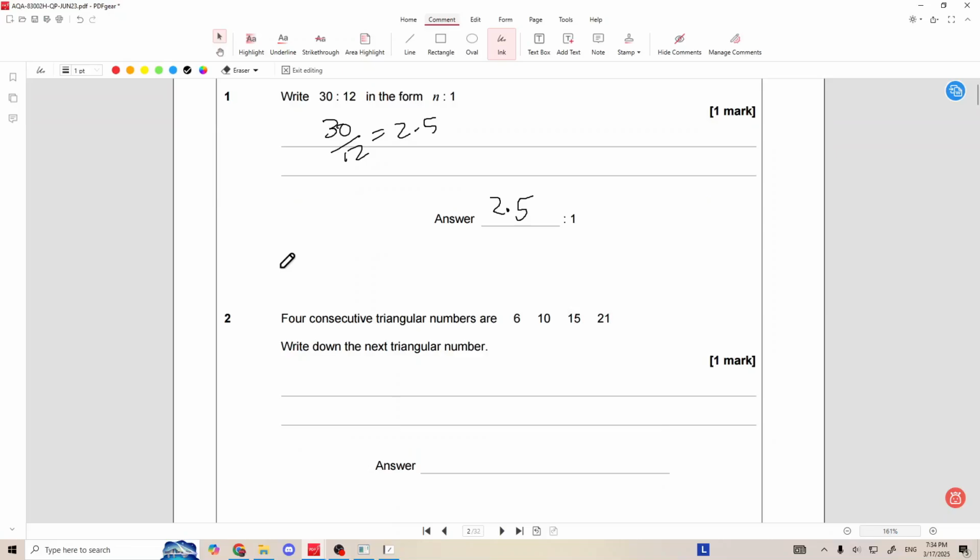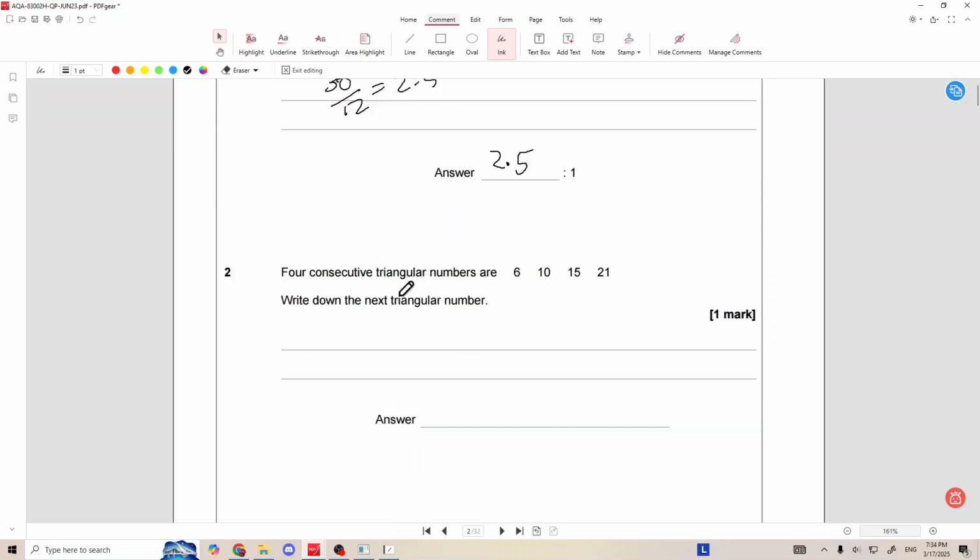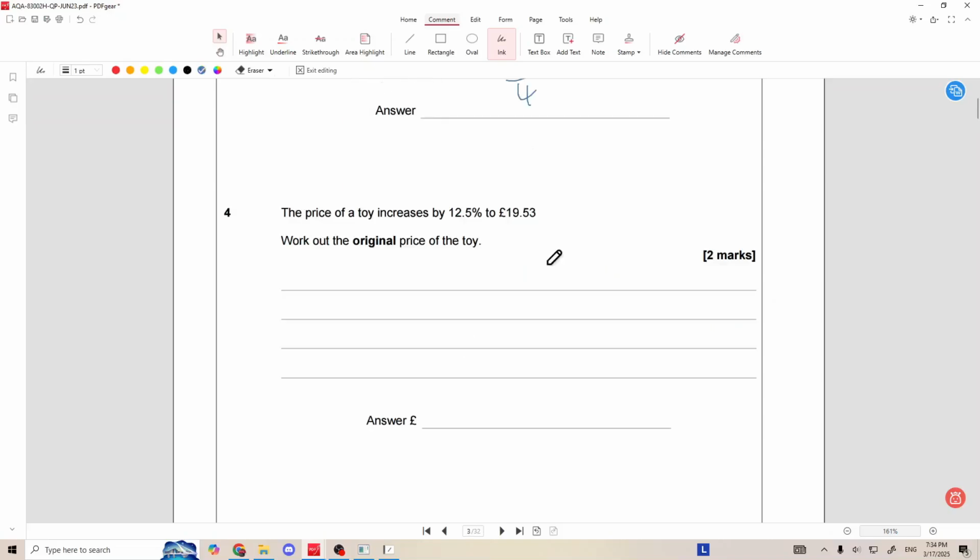4 consecutive triangular numbers are 6, 10, 15, 21. So it's plus 4, plus 5, plus 6. So it'd be plus 7, 28. The price of a toy increases by 12.5% to £19.53. Work out the original price of the toy.